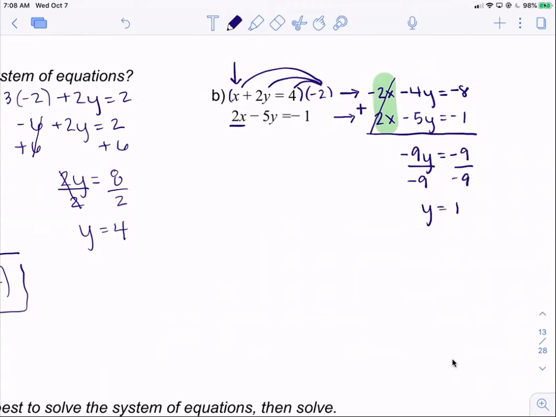Okay, so now we want to plug back in and solve for x. Again, it doesn't matter which equation we plug into. I'm just going to use the first one. So we have x plus 2 times our value for y, which we found to be 1, equals 4. 2 times 1 is 2. And to get x by itself, we're going to subtract 2 on both sides. So x equals 2. So our ordered pair is 2, 1.